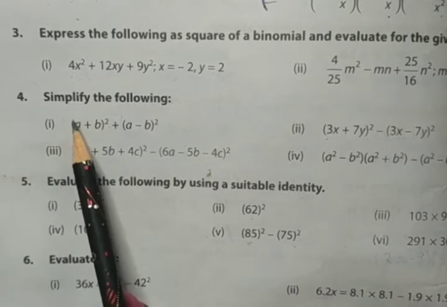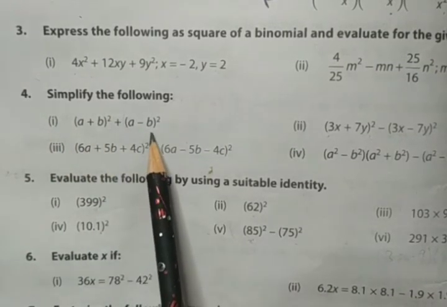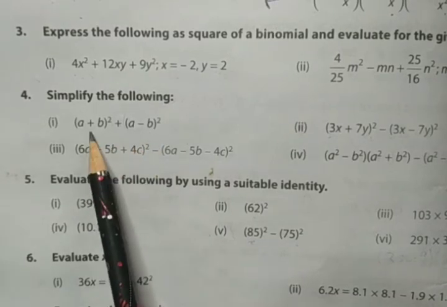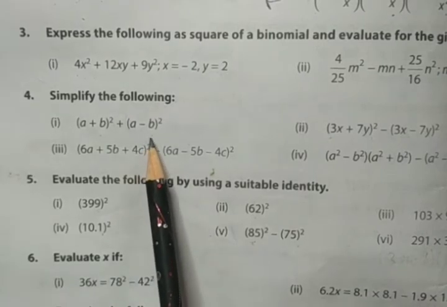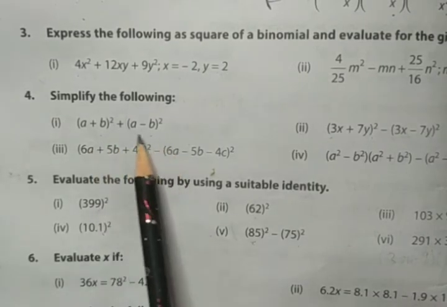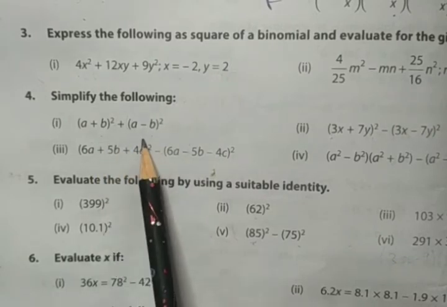Question number 4. Simplify the following. Part 1: (a plus b) whole square plus (a minus b) whole square. बहुत easy है. In term 1 use identity first and in term 2 use identity 2. जब आप इसको ओपन करेंगे कुछ टर्म्स आपकी क्रॉस हो जाएंगी and then you will get the answer.